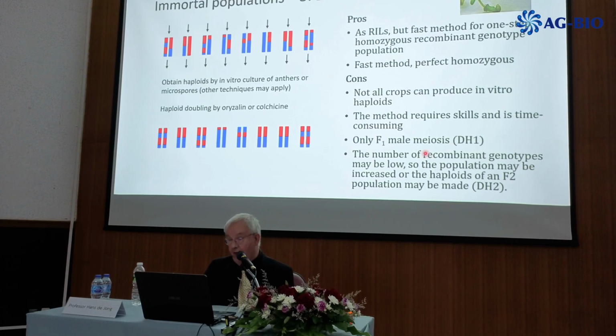How can you solve that? You can solve that by taking a much larger number of recombinant genotypes. So instead of 200 plants for a double haploid population, you can say, I take 400 plants. Or you make a double haploid population of an F2 or F3 generation. Then you also have a higher number of recombinants, and so more information for your genetic mapping. So this is a very successful method, but not always applicable.